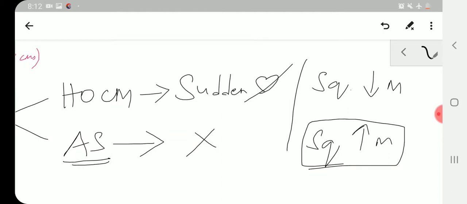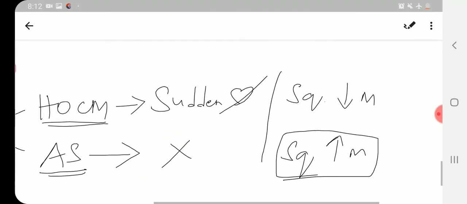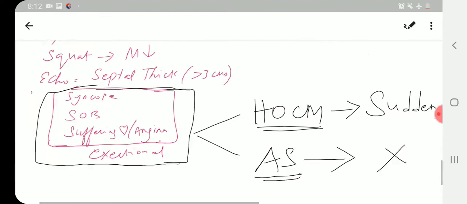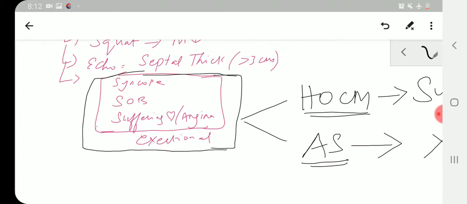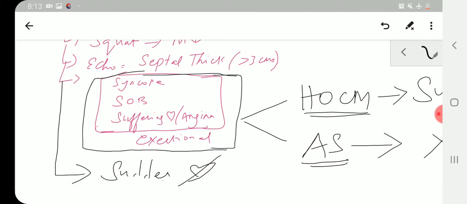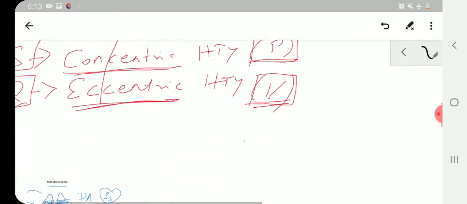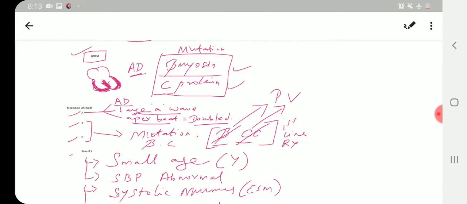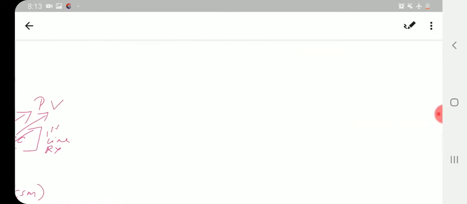There are only two exceptions. One we have seen already, HOCM. The another exception is mitral valve prolapse. Squatting reducing the murmur is also seen in mitral valve prolapse. That point you also need to know. That is also a very important MCQ. So in our list of S, we'll be adding one more point in HOCM, that is sudden cardiac death. I hope these points are very clear in HOCM and aortic stenosis. Now we will see the comparison of HOCM and aortic stenosis.